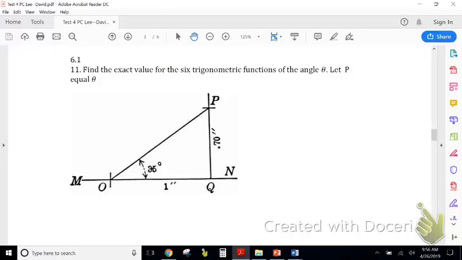All right, so number 11 says find the exact values for the 6 trig functions of the angle theta. Let P equal theta. So this one got me a little bit just because it had an angle labeled, but basically we ignore that because it said let angle P be our theta. So we want to know the 6 trig functions. So we're wanting sine, cosine, tangent, and its reciprocals, right?